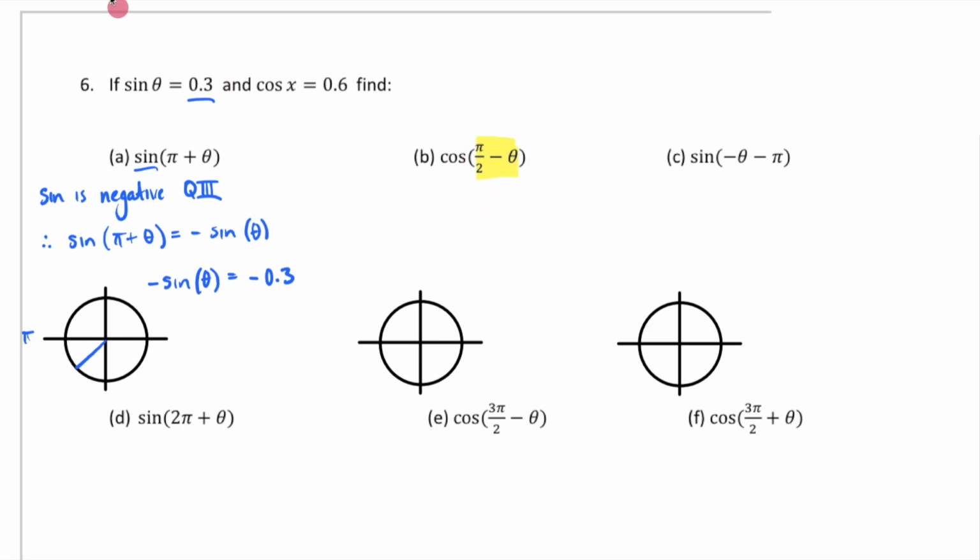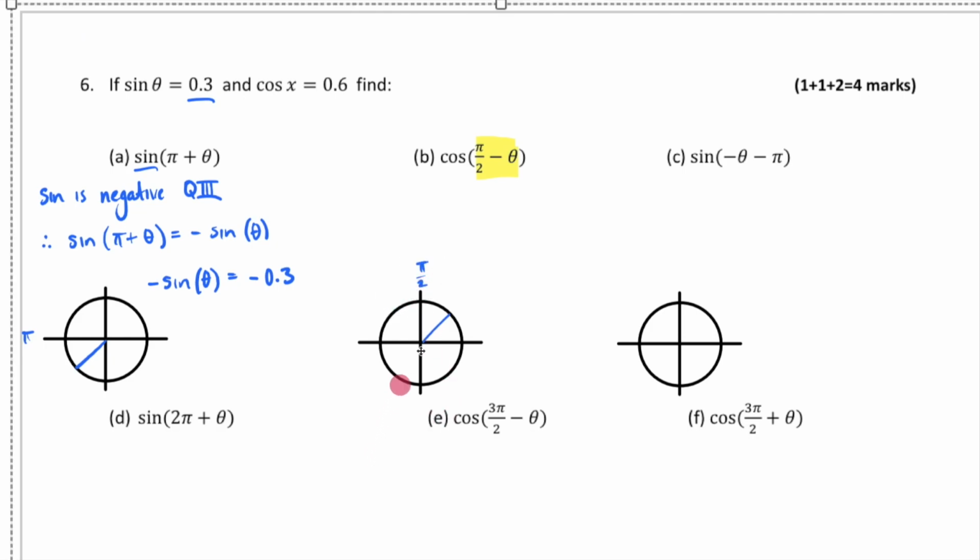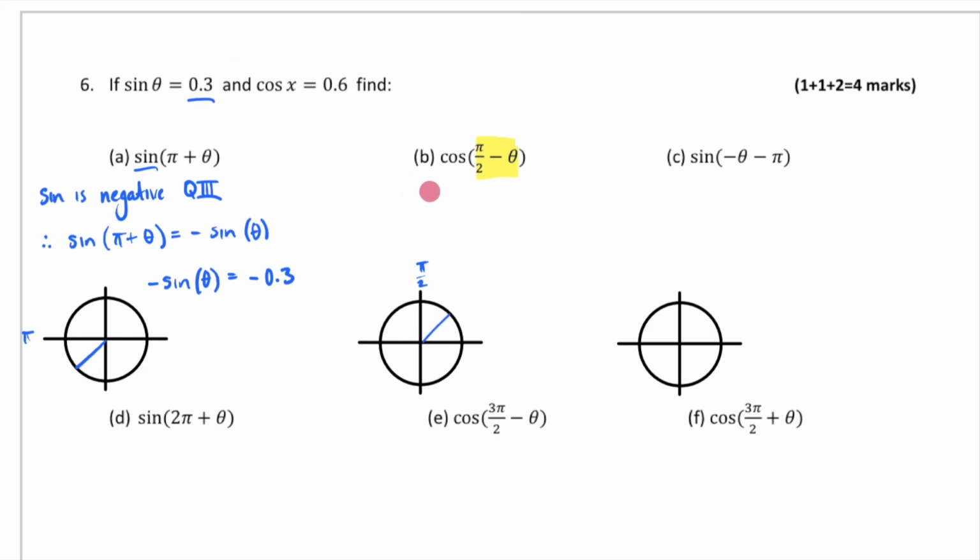So pi on 2, I know that pi on 2 is this one right here. This is pi on 2. And if I'm minusing theta, it's going to be going this way. Let me put that really over the top of it so we know exactly where I'm talking about. Pi on 2 is there, and I'm going to be going that way. So I'm in my first quadrant. So I know that cos is positive, I'll put it in brackets, in first quadrant, Q1.